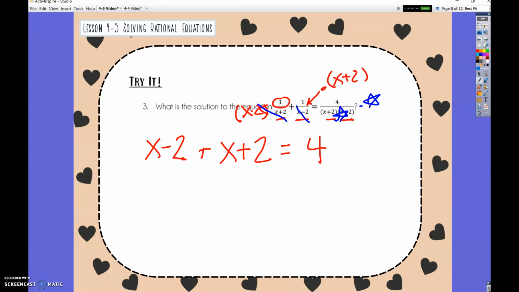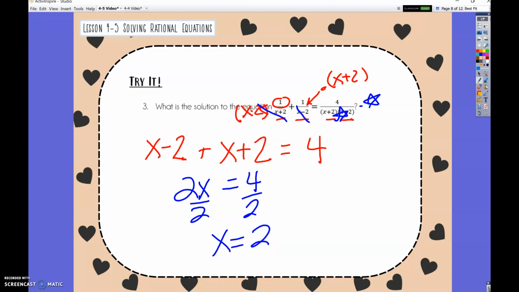Very nice this time. Nothing has x squareds even. So x plus x is 2x. Negative 2 plus positive 2 is 0. I get 2x equals 4. And then I go ahead and divide by 2 on both sides. And I'm like, this seems nice. x equals 2. We're done.